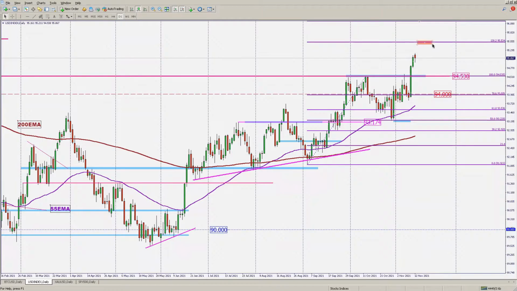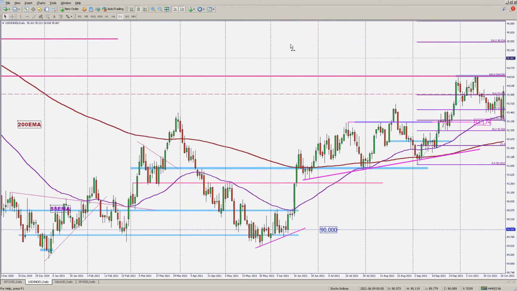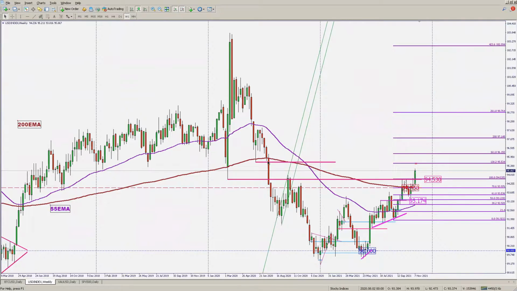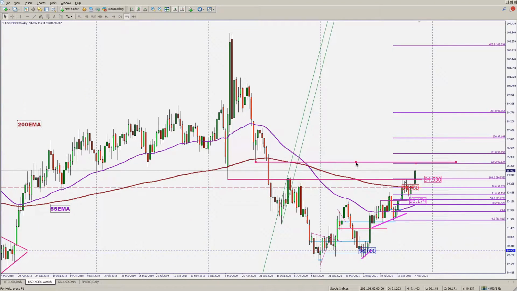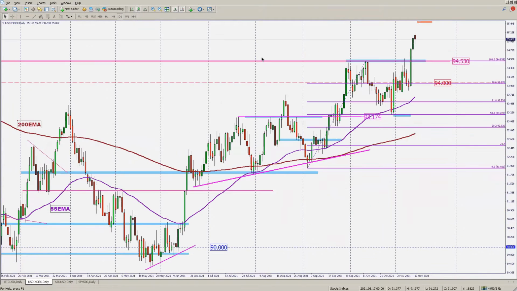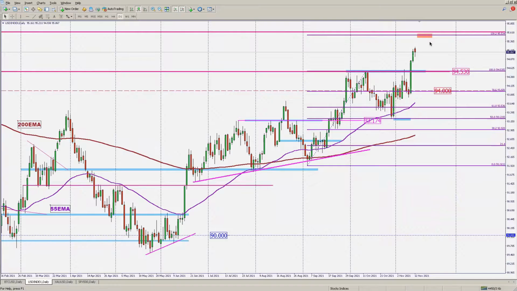So that's going to be the target for next week, along with, if we look back on the weekly, this swing low from the past, and that's, let's get the accurate read here, 95.63. So that's the target zone here between 95.50 to 60.